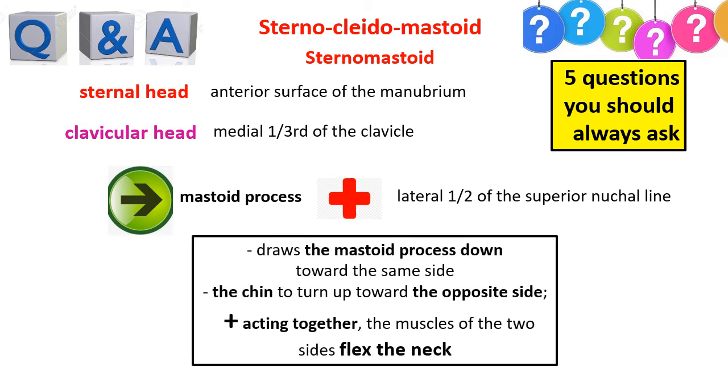Now, what does it do? It brings the mastoid process down towards the tip of the shoulder, and the chin is going to point to the other side. When both sternomastoid muscles act together, they flex the neck.